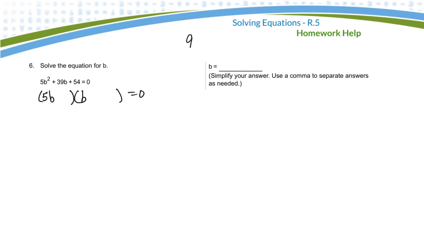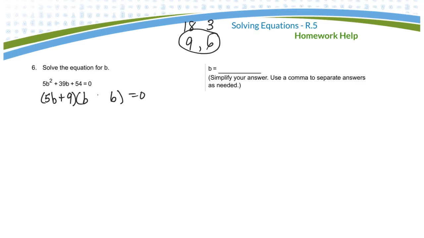9 and 6 is 54. 18 and 3 I think is 54. Let's see which one of these will give me a 39. I'm betting these ones right there. Let's do a 6 there and a 9 there. And everything's plus. So let's see if that's, 30 plus, that's it right there. There we go. So now it's equal to 0.